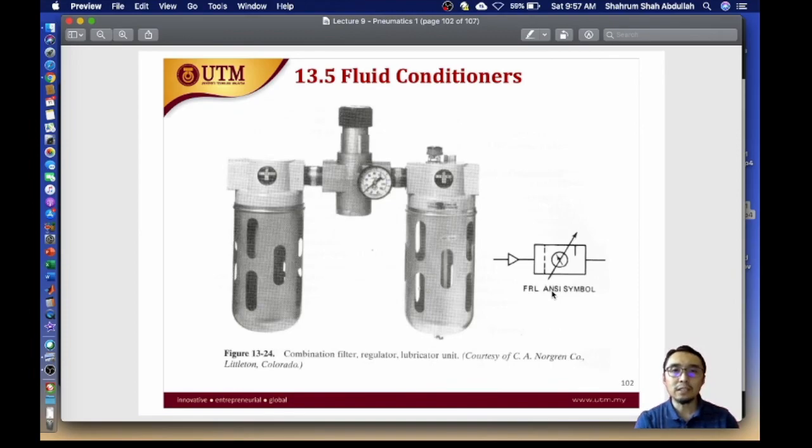Okay, so I think that's all for today. For the purpose of your assignment, just ensure that if you are using pneumatics, you must add the symbol to show that you are aware that the air must be treated properly before using it in your pneumatic system. Okay everyone, I think this is just a short video to continue from where we left off.